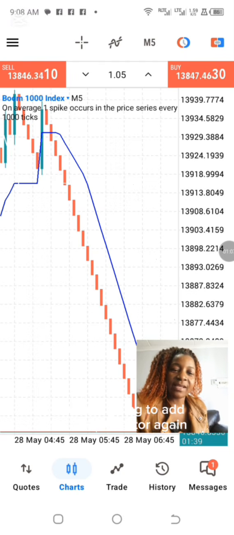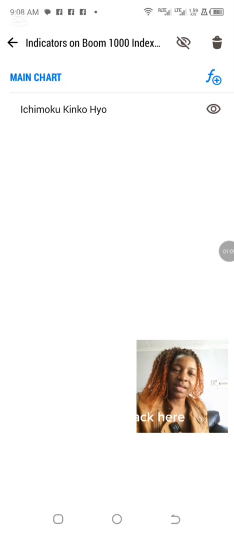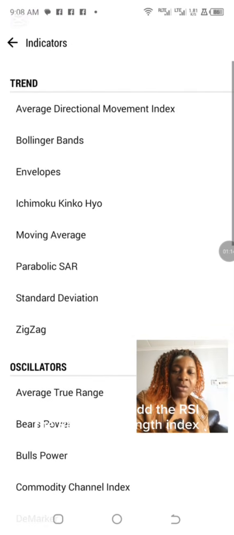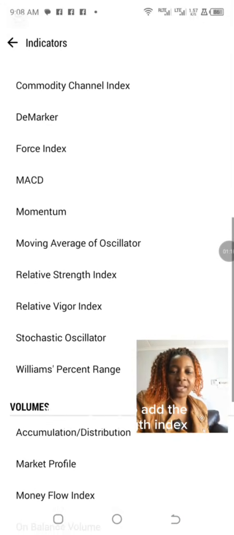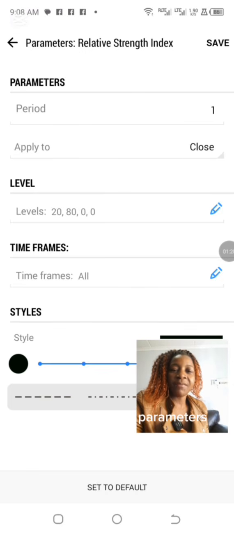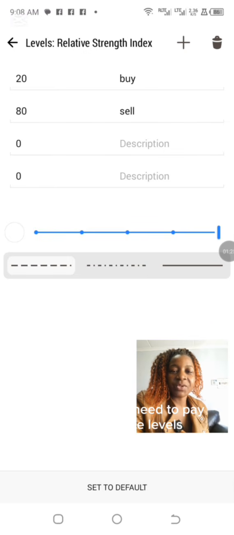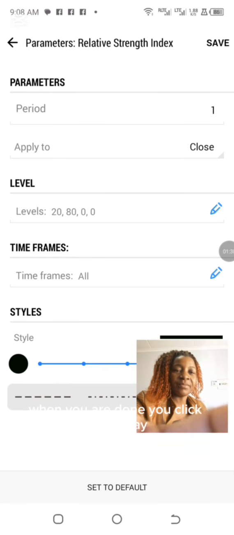So we are going to add another indicator again. We come back here, then we click here on the F function. We are going to add the RSI, the relative strength index, with the following parameters. Period 1, apply to close. On the levels, you need to pay attention to the levels. We need level 20, and on the description you can write buy. We also need level 80, and on the description you can write sell. When you are done, you click save.